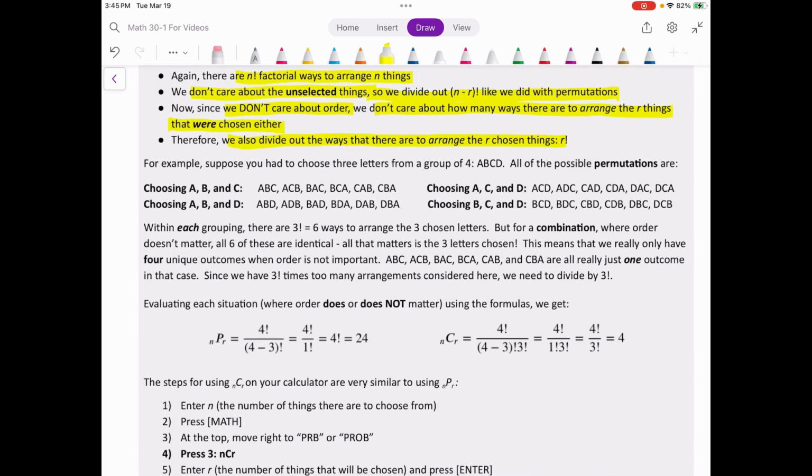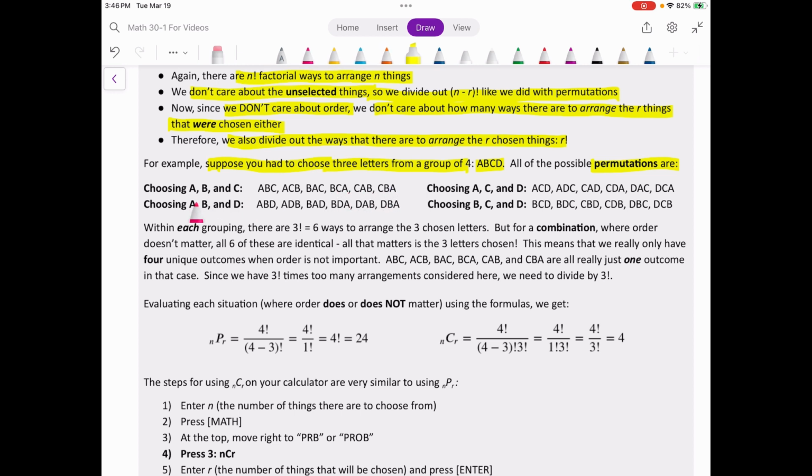Let's just take a look at an example here, kind of thinking about this a little bit. So suppose that you had to choose 3 letters from a group of 4, okay? And the 4 letters we have to choose from are A, B, C, D. Here are all of the possible permutations, okay, where order would matter. So you can see, right, well, one option for what we could choose in the first place is A, B, C, right? So choosing A, B, and C, if we think about all the different permutations, here they are. We could do ABC, ACB, BAC, BCA, CAB, CBA, right?